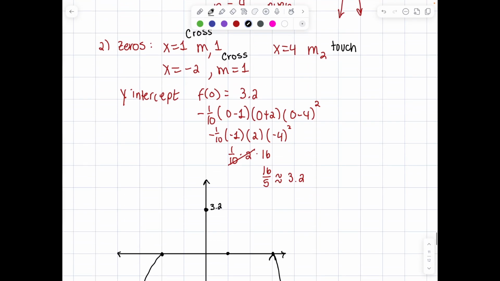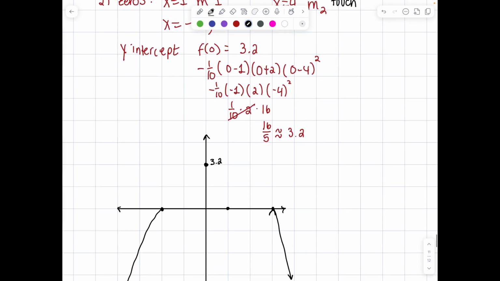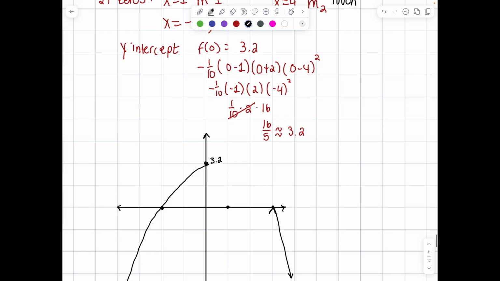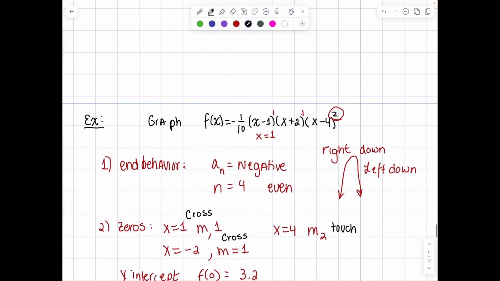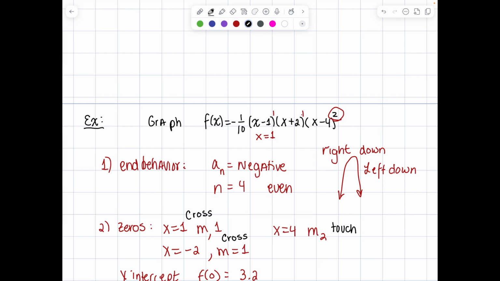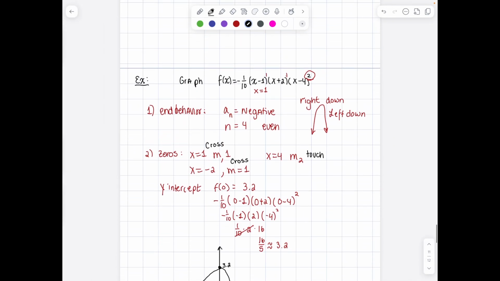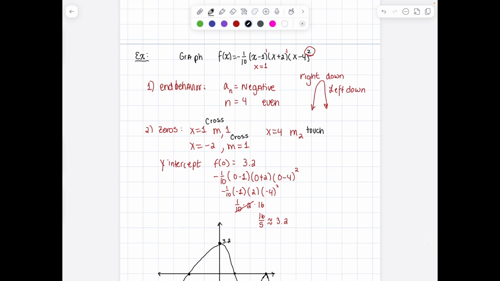Now at x equaling negative 2, it's going to be a cross. So it's going to cross there and go up here. It's going to touch at that x-intercept, go back down, cross here, and connect there. So that's what I'm expecting to get for graphing this kind of function. Now, again, this is a rough sketch, so it's not perfect, but it's good enough to visualize exactly what's going on. All right, so that's how we would want to graph a polynomial.